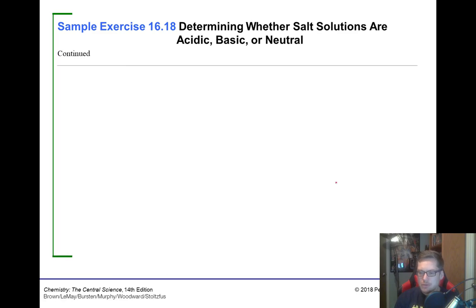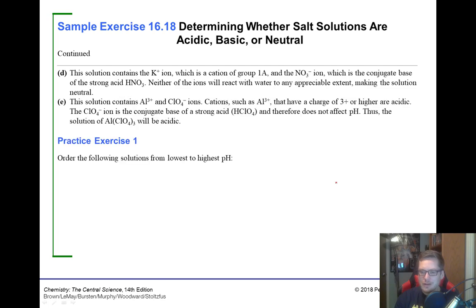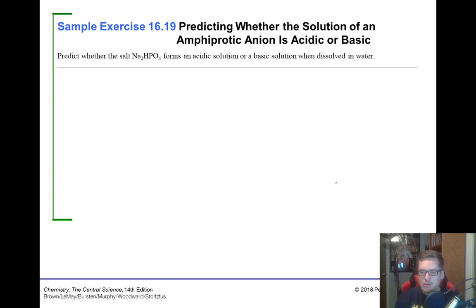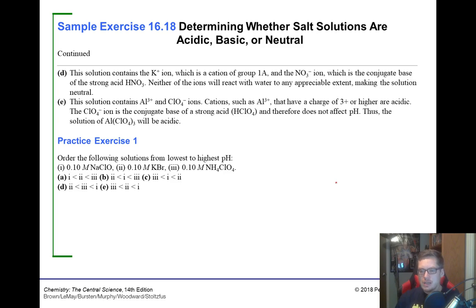Oh, and they walk through them here. All right, let's try this guy. It says, order the following solutions from lowest to highest pH. All right, so what we have to do is just try to figure out what the acidity is of each of these guys here. So we got NaClO.